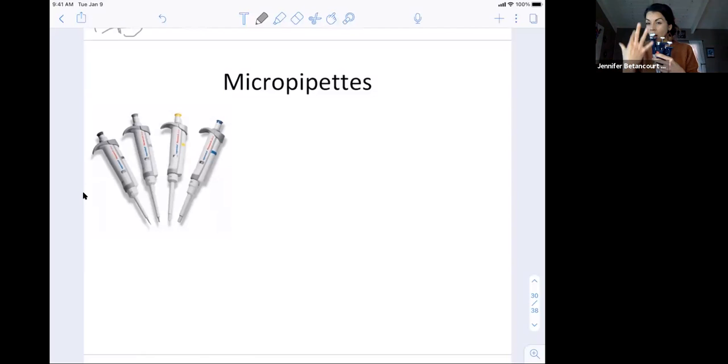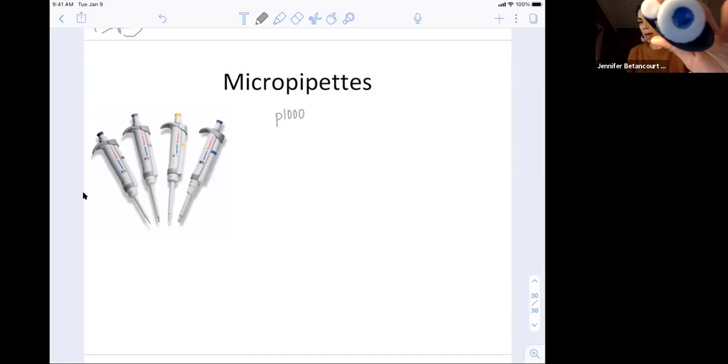These are the three common sizes, but there are bigger ones and even smaller ones. So I'm just going to go over the common ones, starting with the one that aliquots the largest volume. They're called P1000. If I show this too close to the camera, it gets blurry, but I do want to point out that at the top of the pipette you can definitely see there's writing on there. And what it says is P1000.